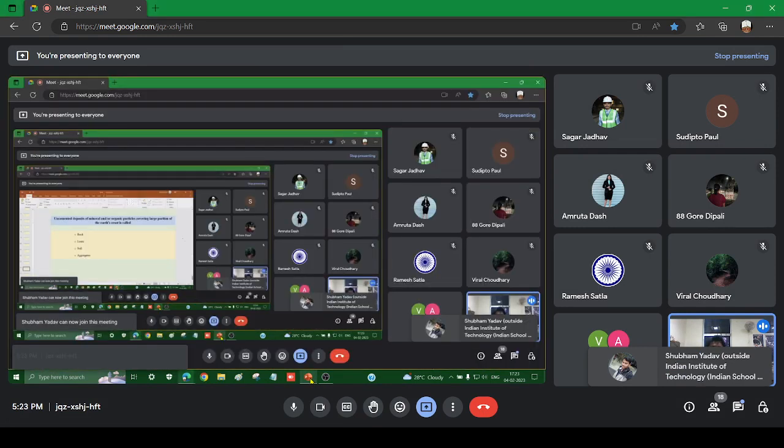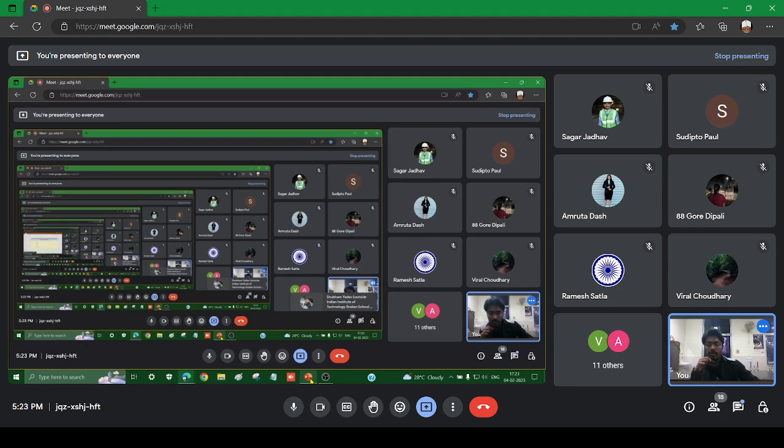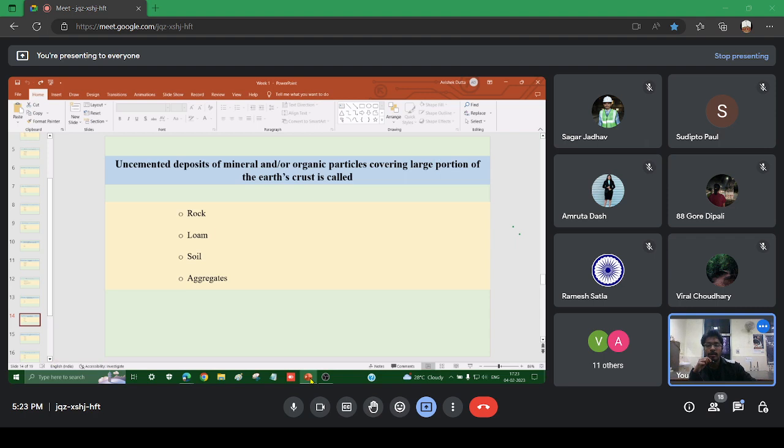I'll repeat once again, those who are joining late, please follow from this current question, write down the question and the options as you can see on the screen. Solve by yourself. We'll be discussing the questions at the end. Uncemented deposits of mineral and or organic particles covering large portion of the earth's crust is called. Your options are rock, loam, soil, and aggregates. I'll go to the next question.